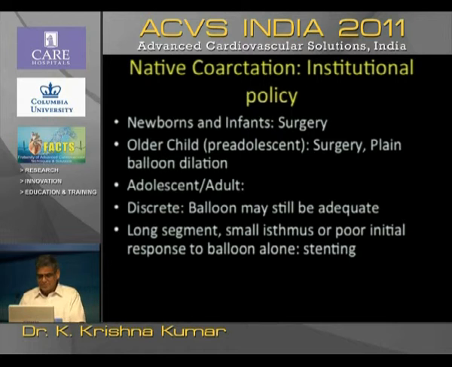So I'll just summarize in the last few slides. Our institutional policy for newborns and infants is surgery because recurrence after balloon dilation is almost inevitable, especially in newborns. Older children, we use either surgery or plain balloon dilation, which works very well. Adolescents and adults, I think for discrete coarctation, still, there is no reason to abandon the balloon. For long segment, small isthmus, and for poor initial response to ballooning alone, of course, stenting is a good option. And again, it's the question of selecting your cases and doing it specifically tailored to the patient.